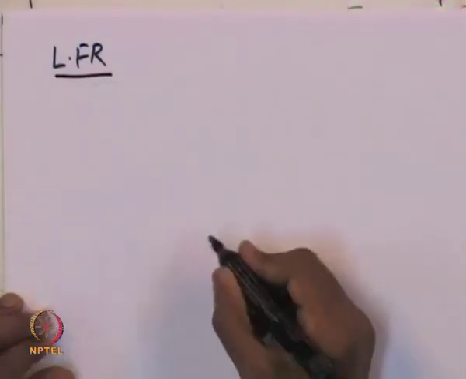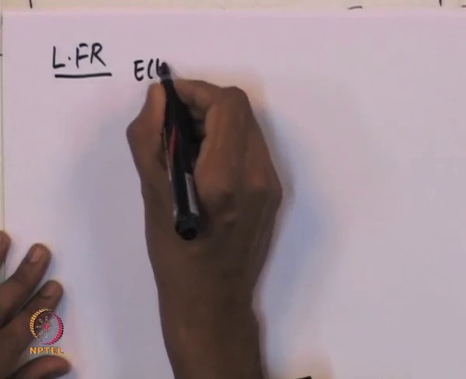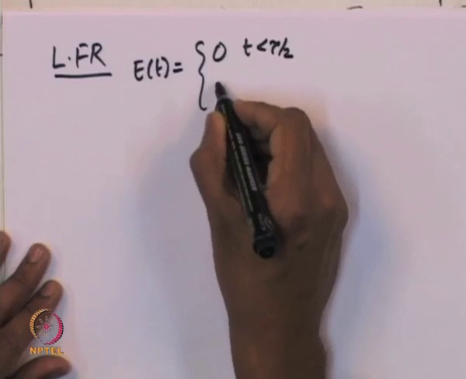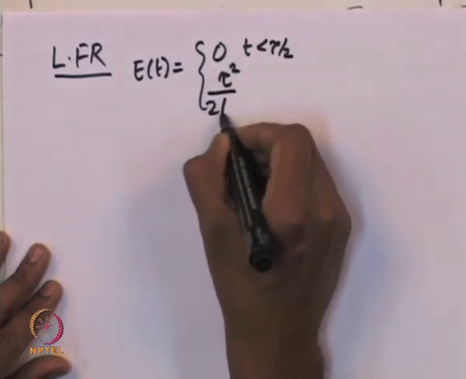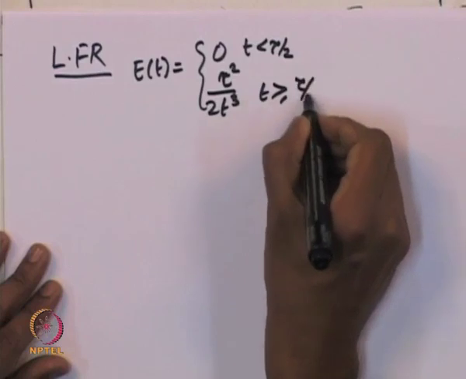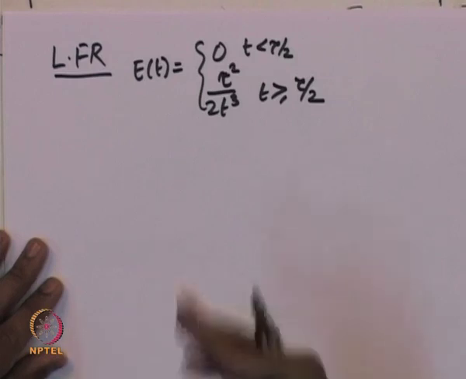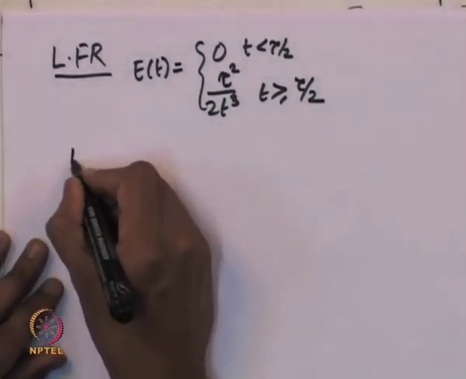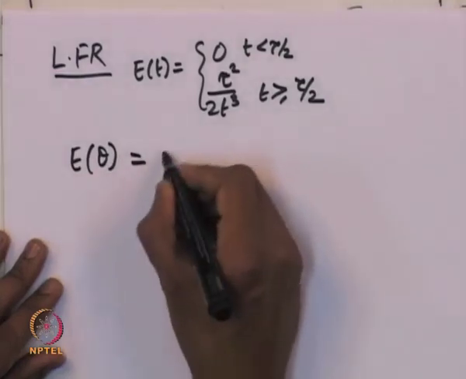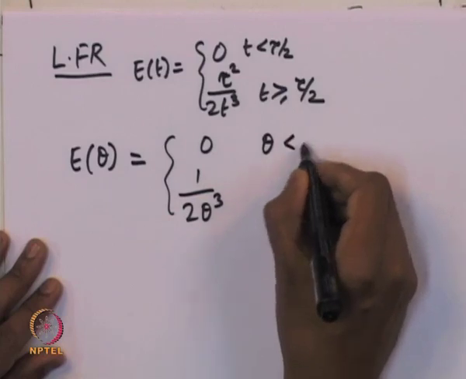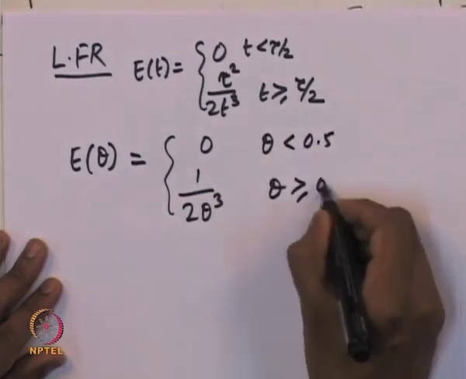So, now let us extend this to a laminar flow reactor. LFR stands for the laminar flow reactor, and the residence time distribution is given by 0 for t less than tau by 2 and tau square by 2 t cube for t greater than or equal to tau by 2. That is the residence time distribution for a laminar flow reactor, which we derived in the previous lecture. In the normalized form, E of theta is equal to 0 for theta less than 0.5, and 1 by 2 theta cube for theta greater than or equal to 0.5.